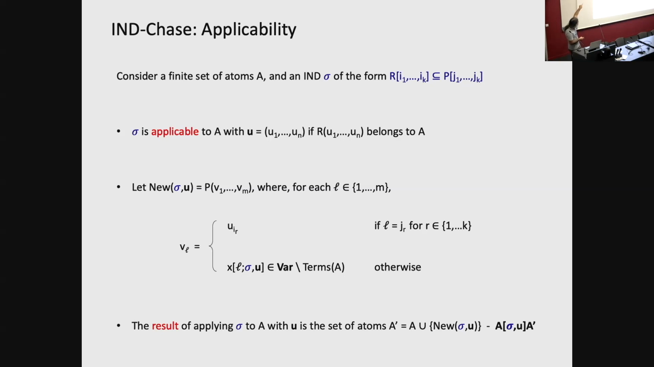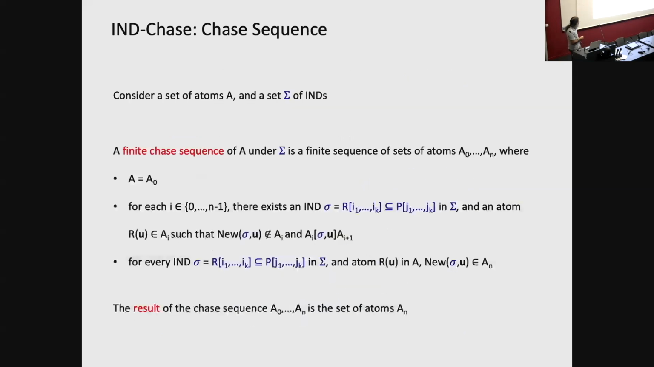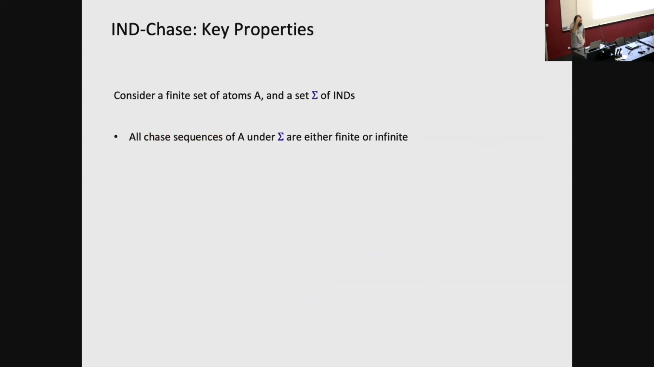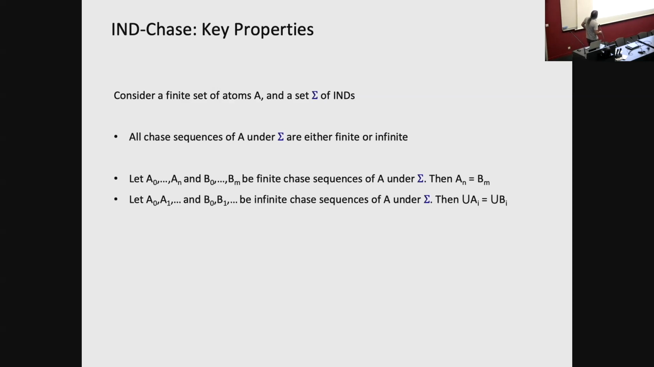If we stick to the simple applicability condition, then we can really prove the first bullet, which means either everything is fine and all the sequences are finite, or all of them are infinite. Okay. The second point tells us that it doesn't matter in which order we apply the inclusion dependencies, right? In whatever order we apply these, we will always get the same result.